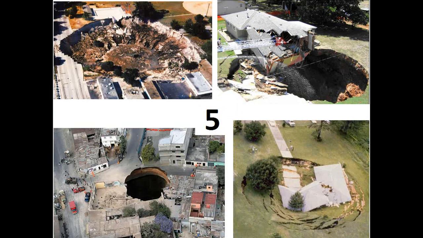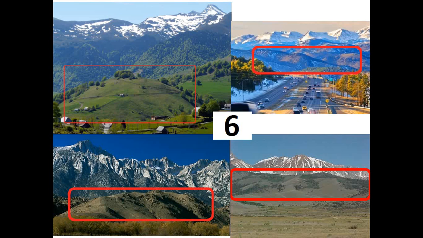Number five, this is a sinkhole. This is where the ground underneath the surface was eroded and went away, and it basically caved in on itself. You can kind of think of it as being like a cave that collapses, and then you wind up with a big hole down into the ground. We'll look at the properties of sinkholes a little bit later this week. Number six, we've got these little hills in front of bigger hills or in front of bigger mountains. These are called foothills.